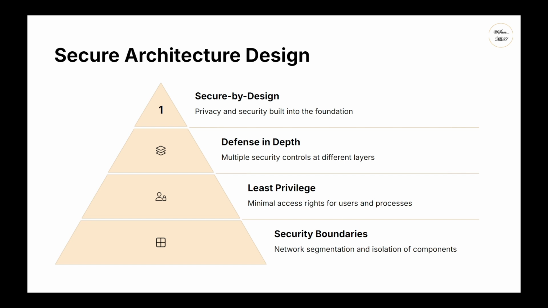We also apply the least privilege principle. Every user, process, or service is given only the access it absolutely needs, nothing more. This reduces the potential impact of a compromised account or misused credential. And finally, we have security boundaries, which play a vital role. This involves segmenting the networks and isolating critical systems or components. For example, separating internal databases from public-facing web servers limits exposure and makes it harder for attackers to move laterally within the environment.